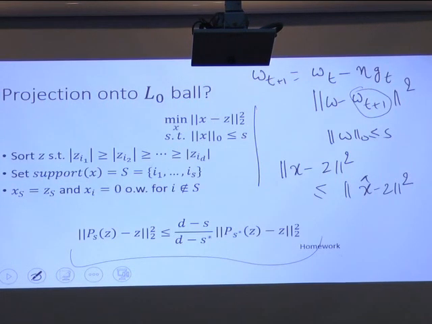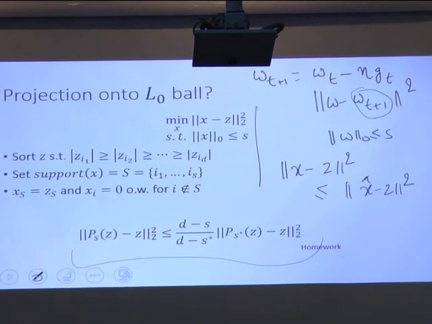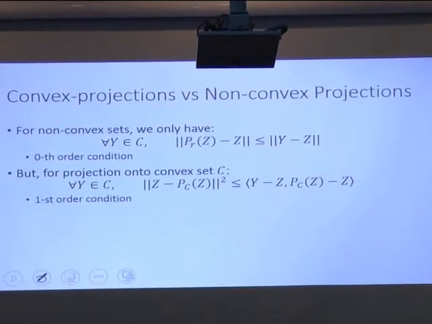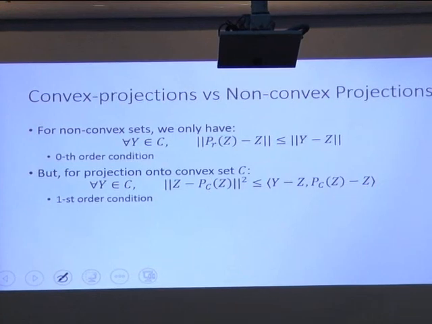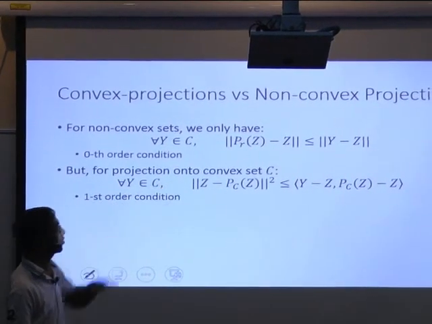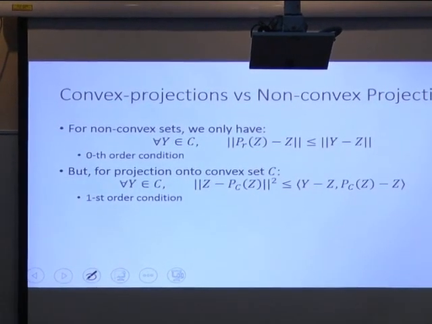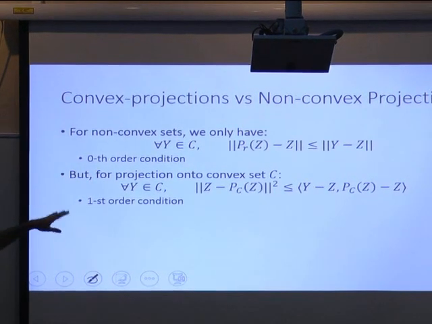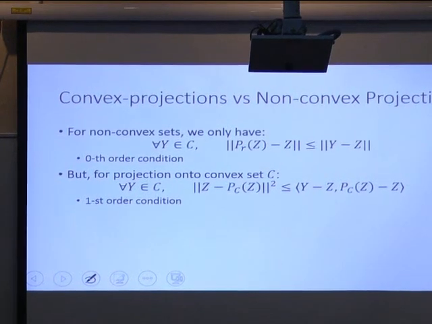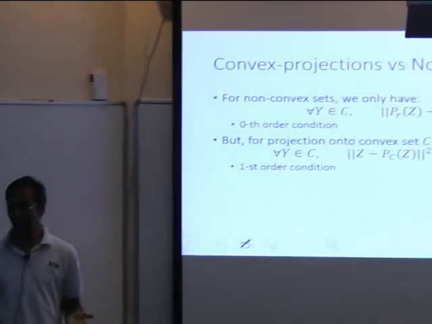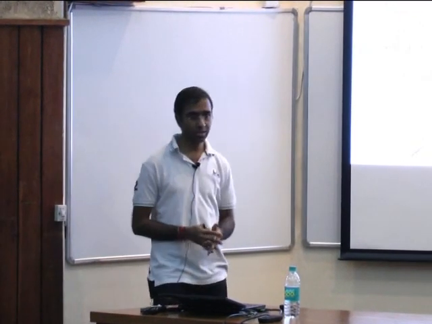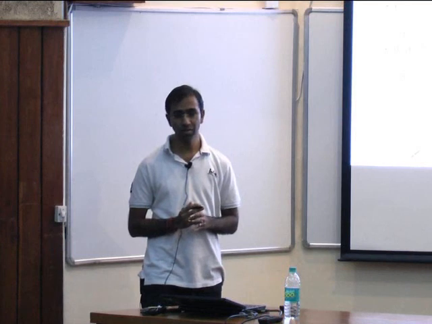As I mentioned, this projection operator gives you this sort of zeroth order condition. That is, if you find some other y in the set, then the distance of y to z will always be larger than the distance of the projection to z. So P_R(z) denotes the projection, and the distance of the projection to z is always smaller than for all other points in the set. That's by definition. And for non-convex sets, unfortunately, this is the only thing that we have available.